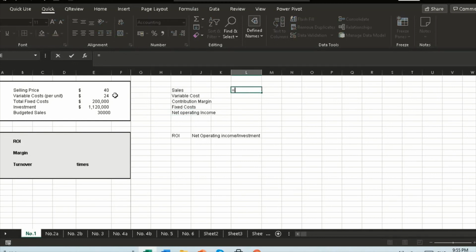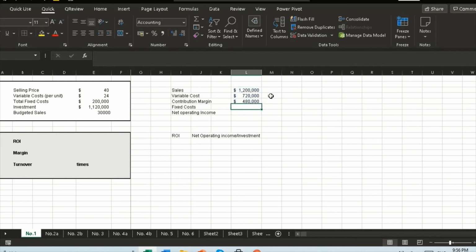To calculate the sales, we will multiply the selling price of $40 by the budgeted sales in units of 30,000. And to calculate the variable cost, we will multiply the variable cost per unit of $24 by the budgeted sales in units of 30,000. And we will deduct the resulting amount, the variable cost, from the sales to arrive at the contribution margin. From the contribution margin, we shall deduct our total fixed cost of 200,000.